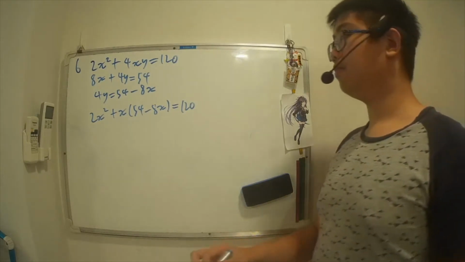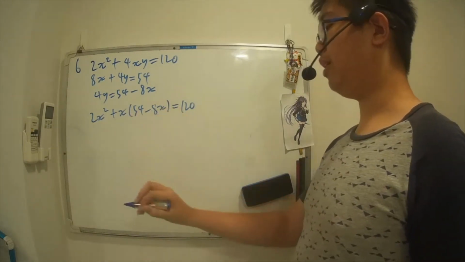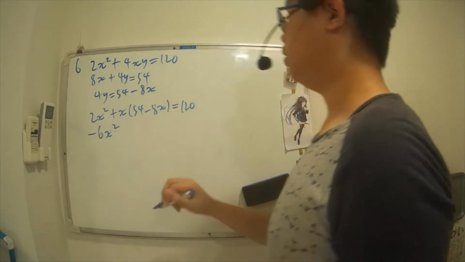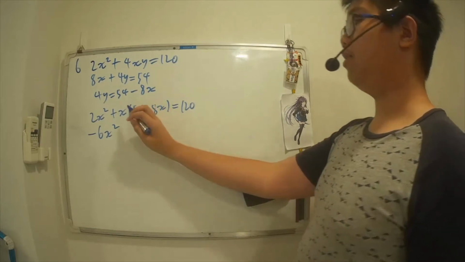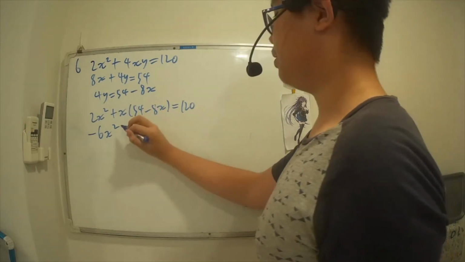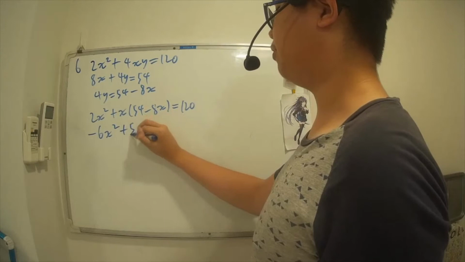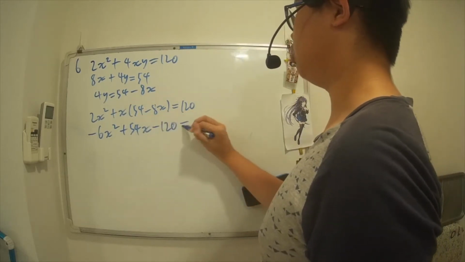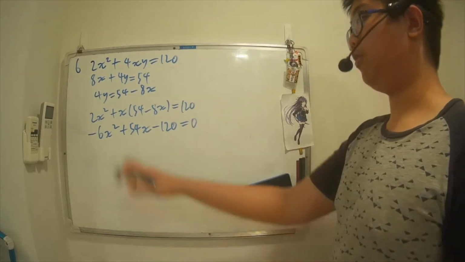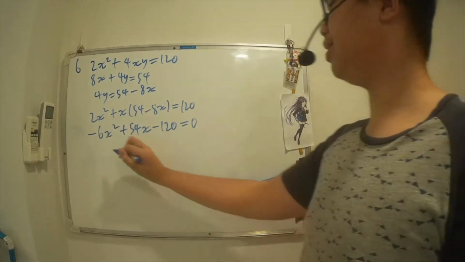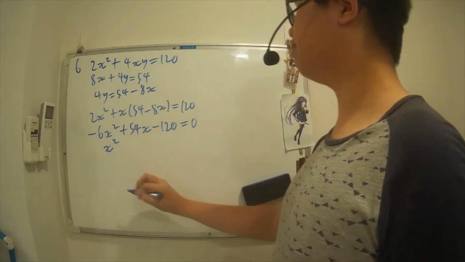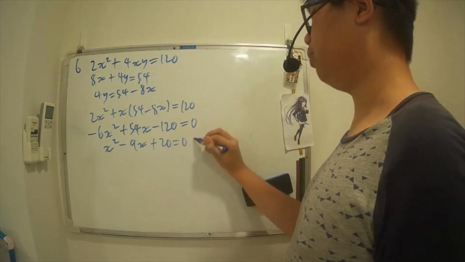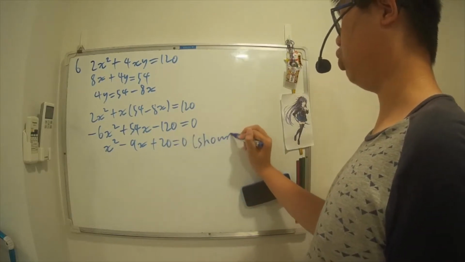So let's see. We have the minus 6x squared, so minus 6x squared, okay? And then this is 54x, so plus 54x minus 120 is equal to 0. And then of course we will simplify this by dividing everything by -6. So x squared minus 9x plus 20 is equal to 0, shown. The question wanted us to show this little thing.